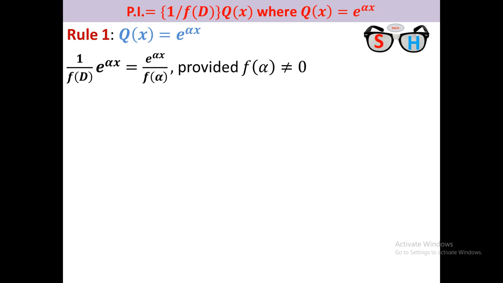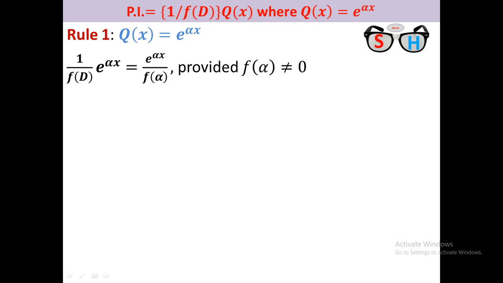There is a specialization of rule 1, which I discuss in the next video. Now here our condition is f(alpha) not equal to 0. If f(alpha) is not equal to 0, then we can write 1 by f(D) of e to the power alpha x equals e to the power alpha x into 1 by f(alpha). Here you see that 1 by f(D) and e to the alpha x is not multiplication. Actually the operator 1 by f(D) is applied on the function e to the alpha x, but e to the alpha x and 1 by f(alpha) are two real numbers, therefore we can multiply them.